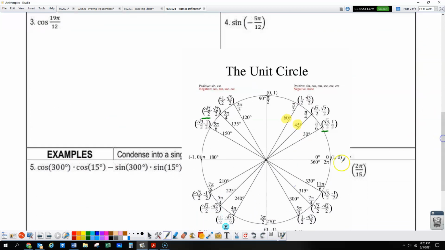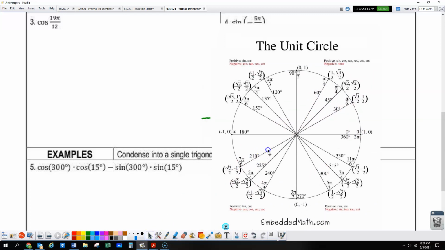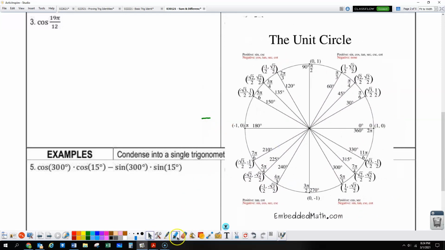All right, good. Now let's try number 3. So now if you notice, we have radians. This is what we're used to whenever we're evaluating. And you notice that we have a denominator of 12. However, we don't have a denominator of 12 here. So we are going to have to figure out two angles that have a common denominator of 12.